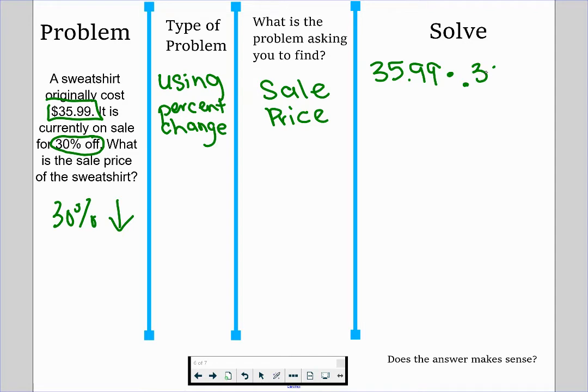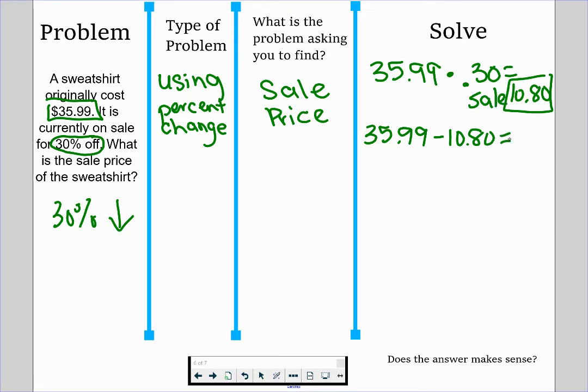So that would be 0.30. When I multiply that, I would have to round it, but I'm going to get $10.80. And then since this is a sale, I know that it's going to make it cheaper. So I'm going to subtract the $10.80. This is really how much the sale is, so how much it's decreasing the amount by. So I'm going to subtract that from it, and I would end up with $25.19.